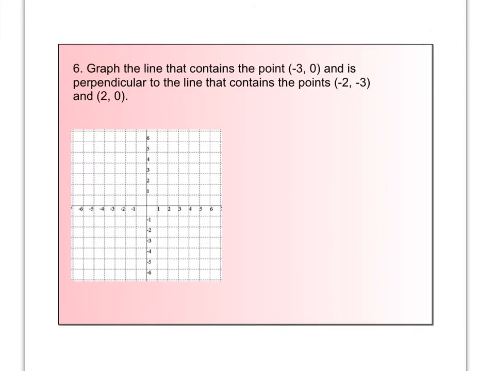Now let's get into graphing some lines. Graph the line that contains the point negative 3, 0, and is perpendicular to the line that contains the points negative 2, negative 3, and 2, 0. All right, I'm going to break this down. Let's do this in steps.